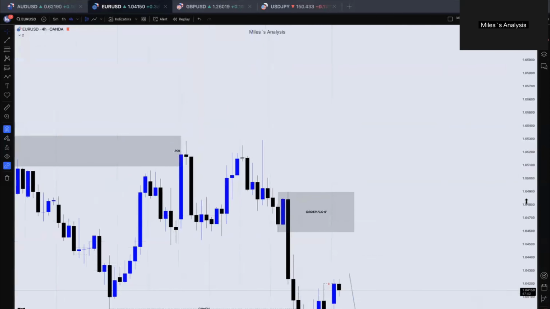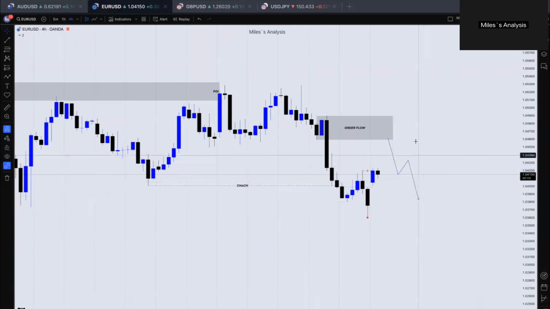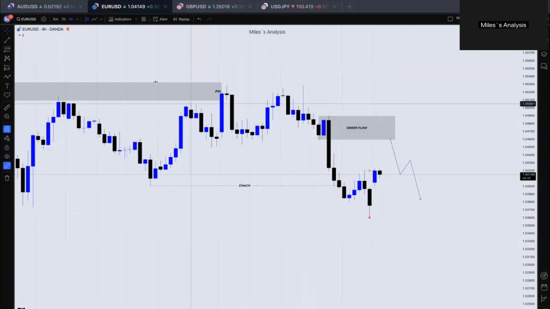So what we'll be looking for is to take shorts from this order flow, because you can see there is no imbalance here. The price is being fairly distributed until this point where price moved with a huge shift candle here, leaving an imbalance. So these are no order flow. We'll be looking for shorts on the H4 time frame.